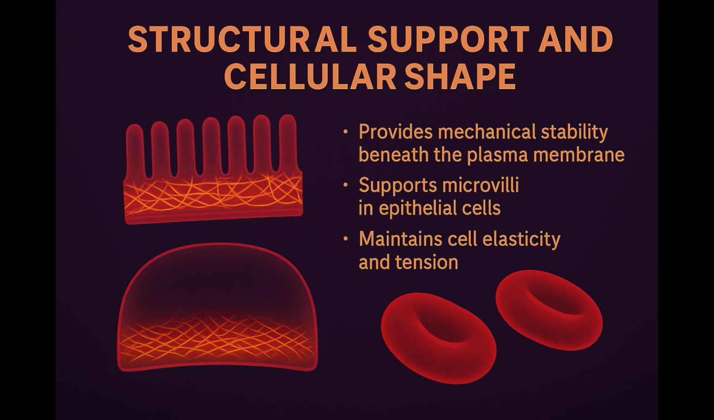Number 2, the shape of red blood cells. Red blood cells depend on an actin-based network for flexibility. This allows them to squeeze through tiny capillaries without breaking. A defective actin network can cause the cells to become stiff or misshapen, leading to diseases like hereditary spherocytosis. So whether a cell needs stiffness or flexibility, elasticity or tension, actin provides the mechanical support required to maintain the proper shape.